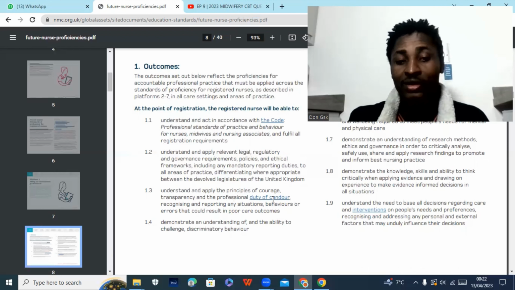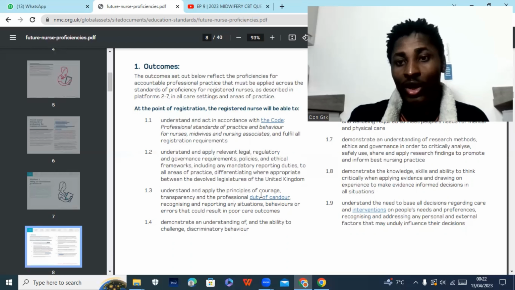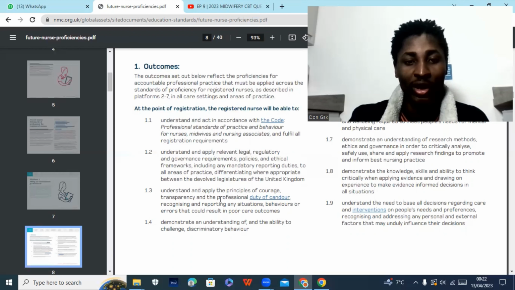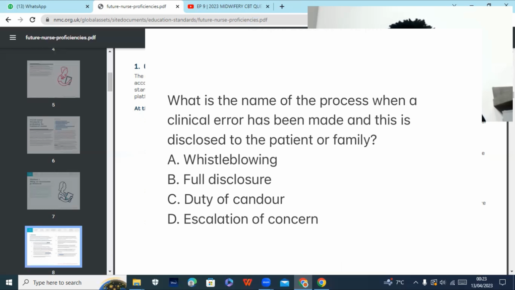It means that you should read on the professional duty of candor, underlined. If you don't know what that is, and you go and meet a question on it, it means you wouldn't know. Let me just put a question on the screen for you so that you see where the professional duty of candor reflects in some of the past questions. So what you see now is a past question on professional duty of candor.